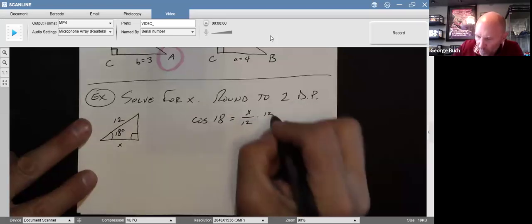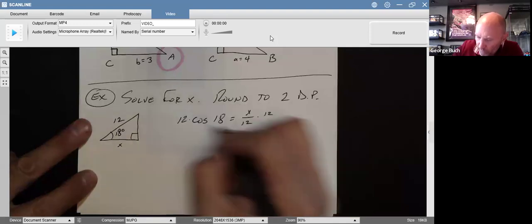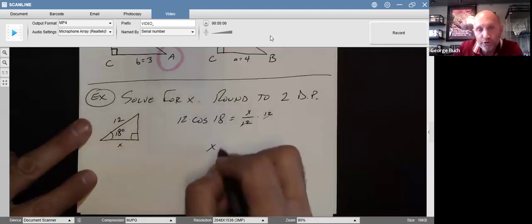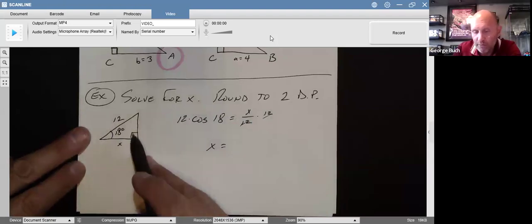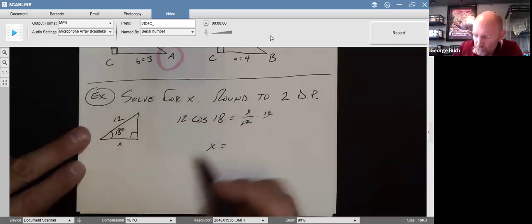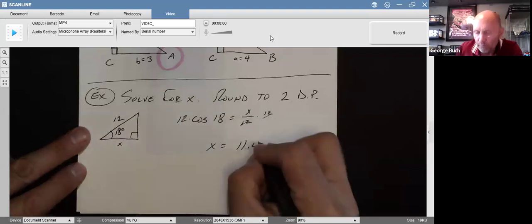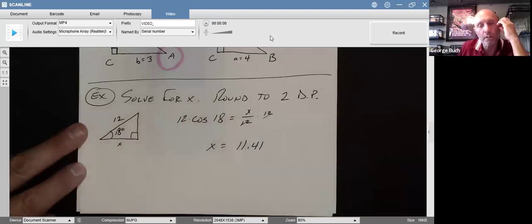So multiply both sides by 12. Make sure your calculator is in what? Degree mode, because it's 18 degrees. And when you do this, you should get an answer of 11.41.